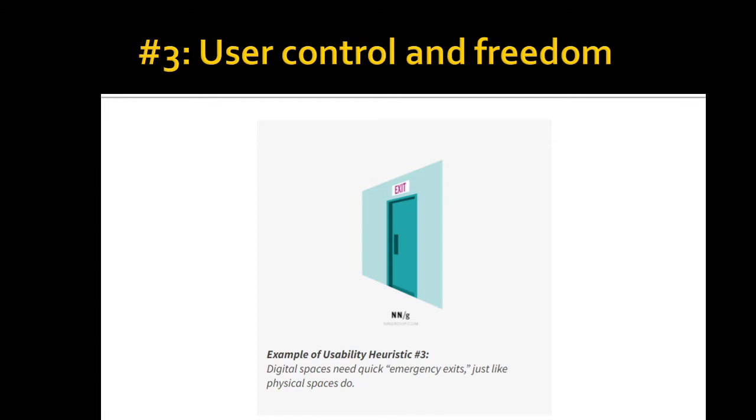So here's an example. Digital spaces need a quick emergency exit just like physical spaces do. For us, it would be nice to know that there are emergency exits in a building. So in case of emergency, you know where to go out. And the same is true with software or design. There should be a way for users to get out of whatever they are in, like cancel buttons, or maybe you committed a mistake, you can undo your errors. So this is about user control and freedom.